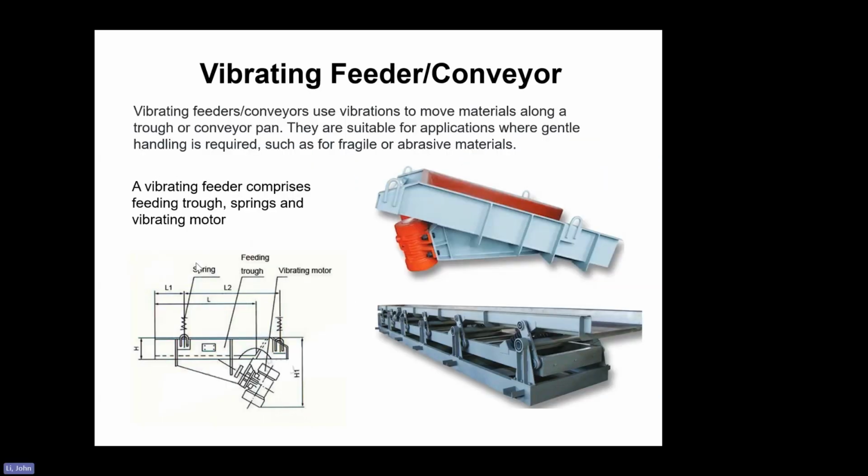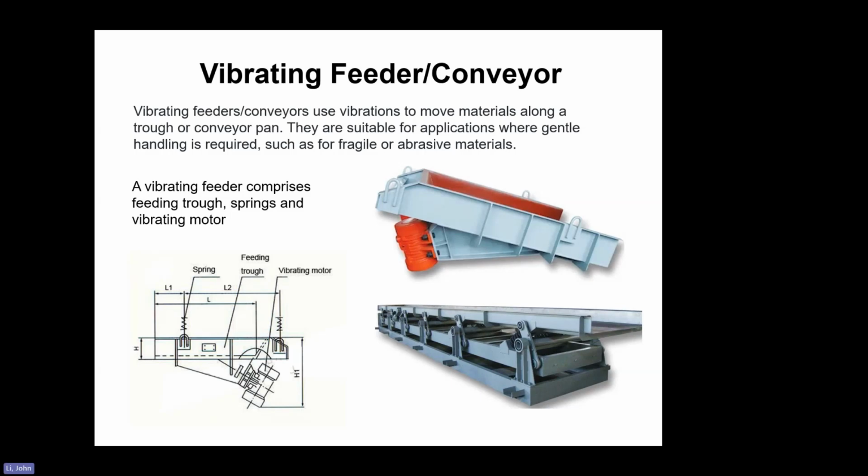Next one is the vibrating feeder or conveyor. A vibrating feeder conveyor uses vibration to move materials along a trough or a conveyor pan. They are suitable for applications where gentle handling is required, such as for fragile or abrasive materials.